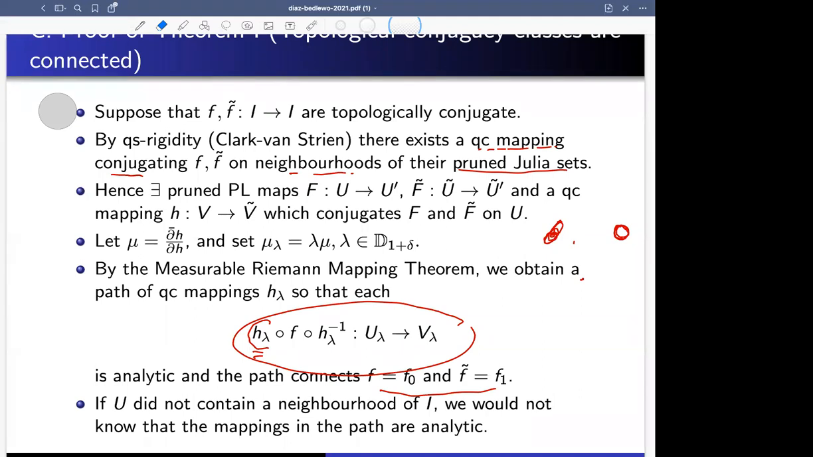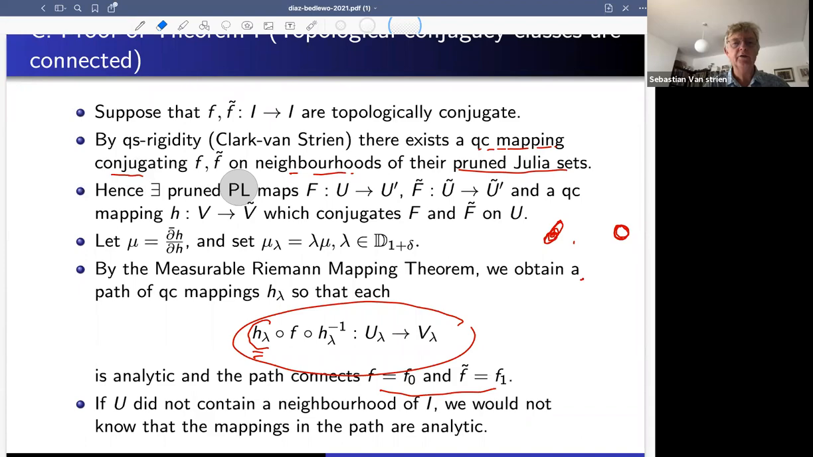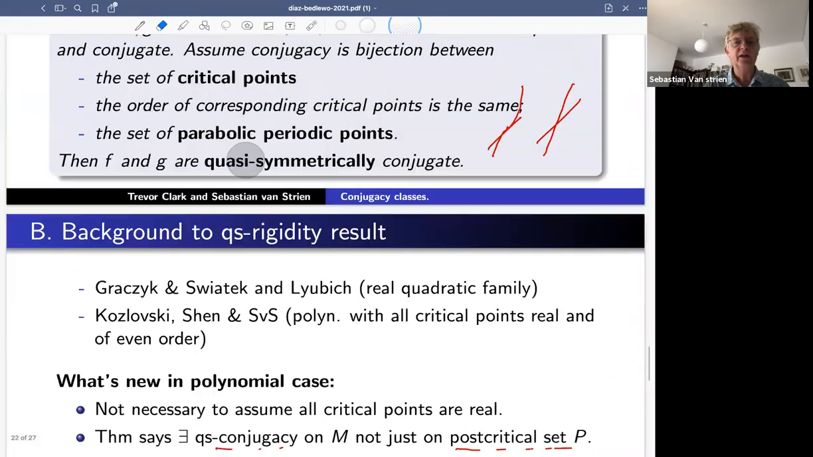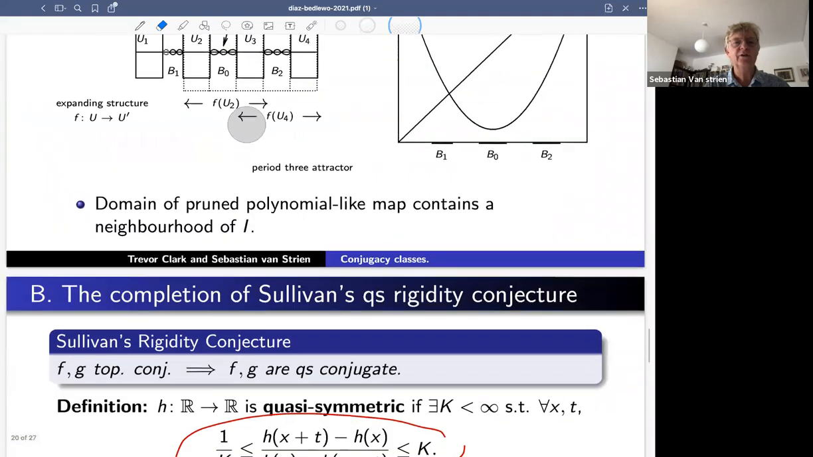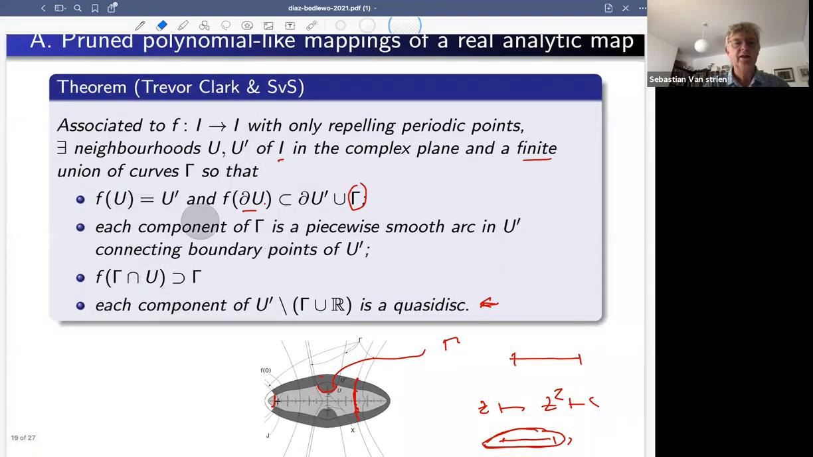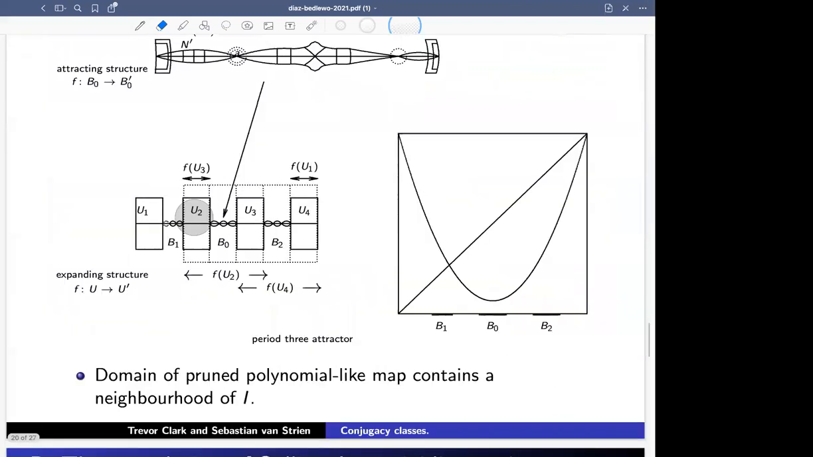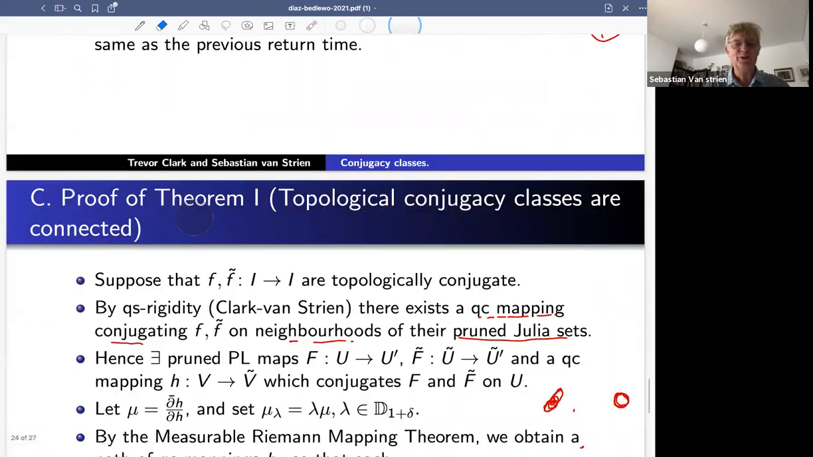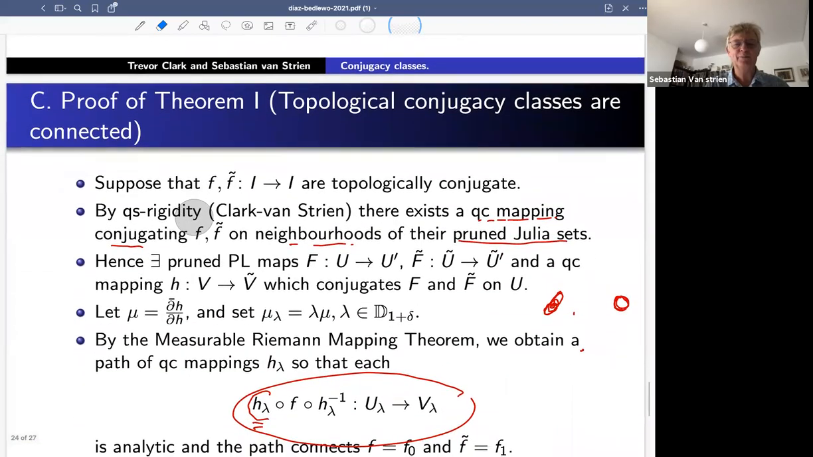So where did the PL come into the story here? Can you say what PL is? This is pruned polynomial-like. This is just an abbreviation that I stuck in here. So this is nothing other than this class of objects. I should have really defined it here. I thought it was piecewise linear. No, sorry about that, that's definitely not what I meant. Thank you very much for asking.